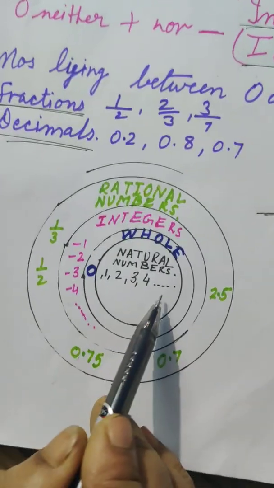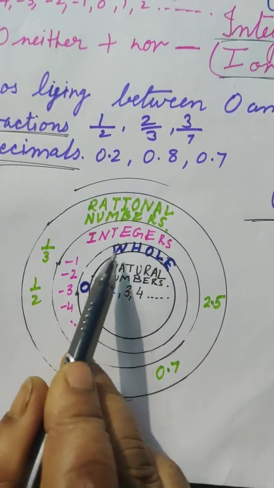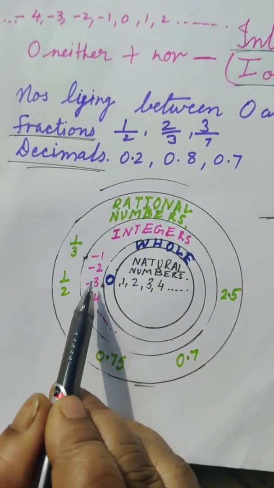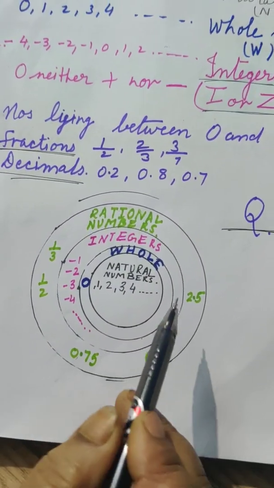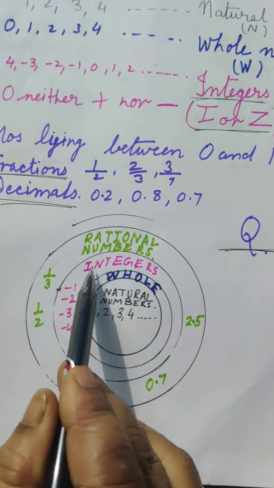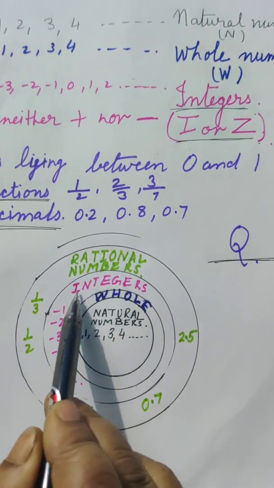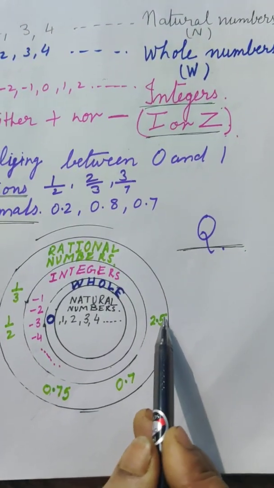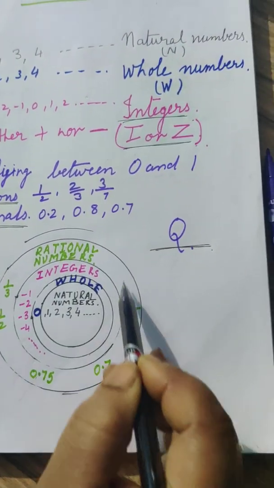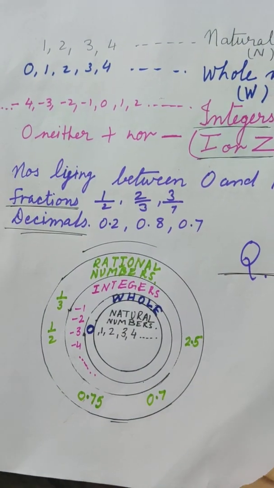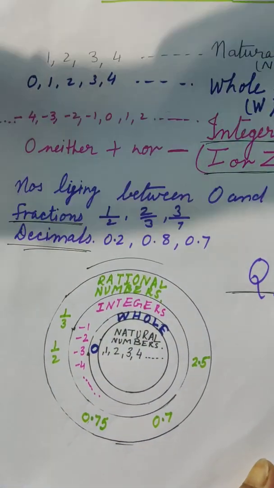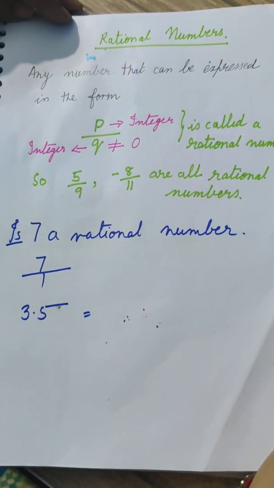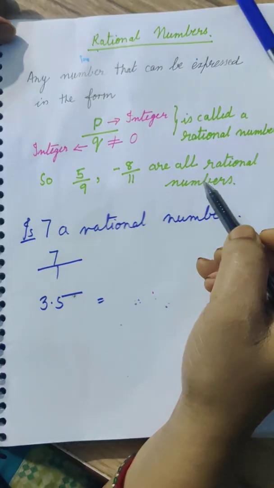Now you can see this diagram. Natural numbers 1, 2, 3, 4. When we add a 0 to it, it becomes whole numbers. When we add negative numbers to it, -1, -2, -3, -4 and so on, it becomes the set of what? Integers. And when fractions and decimals are added to the set of integers, it becomes what? Rational numbers. It is a bigger concept than integers.